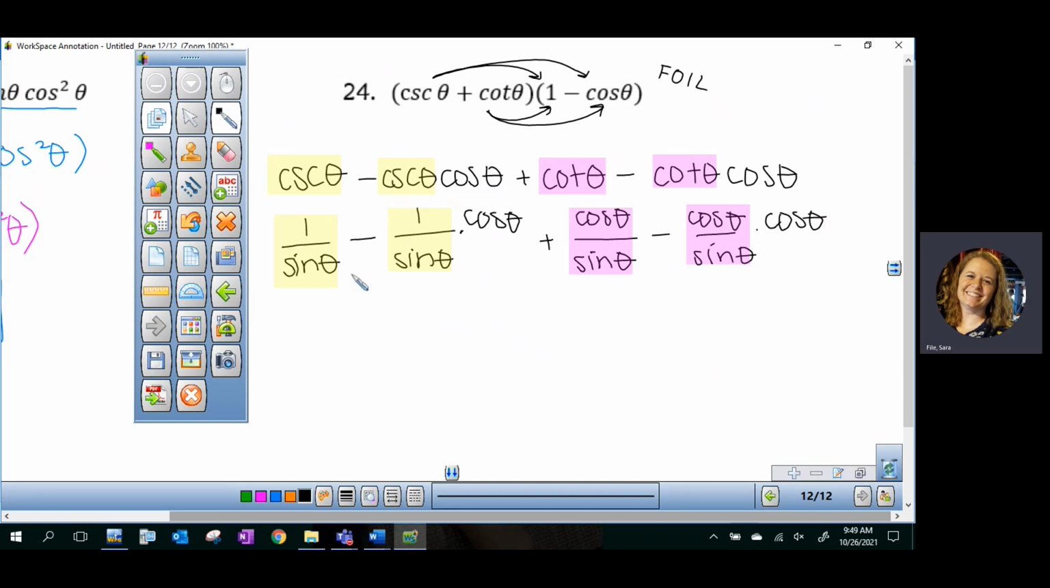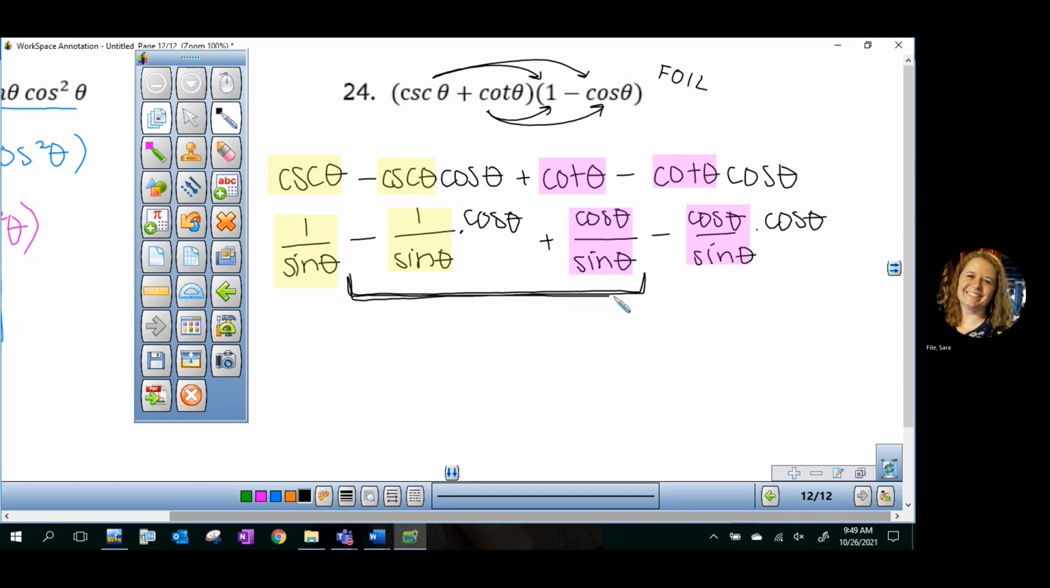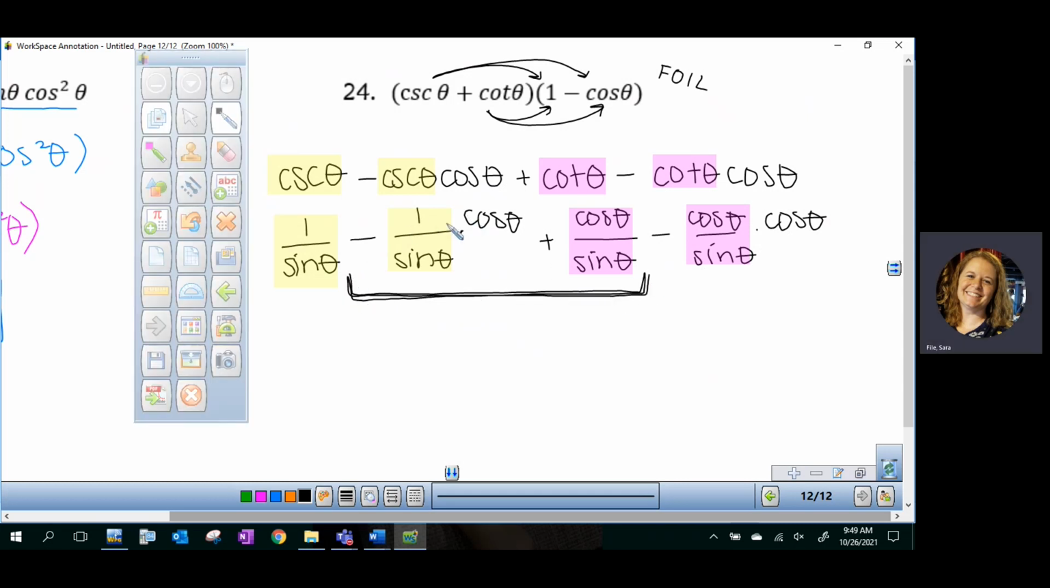Now, what is happening here in the middle? Isn't this just cosine over sine? So negative cosine over sine plus cosine over sine. So what happens? All that middle cancels each other out, because you have a negative and a positive of the same term. That's 0.